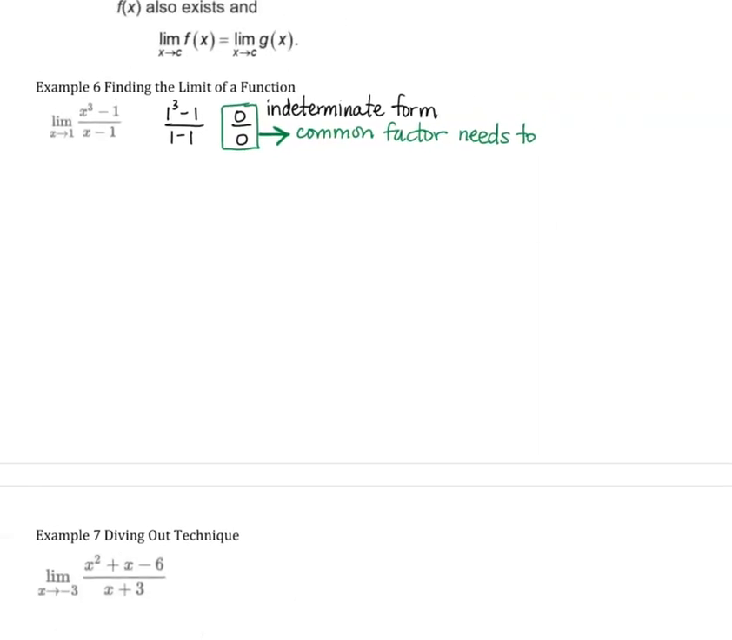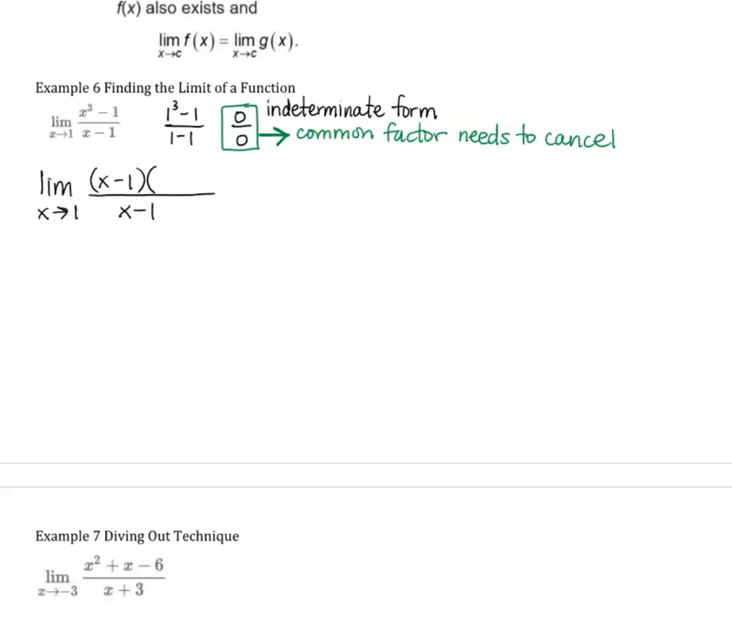Because when I plugged in 1 in the numerator, I got out 0. And when I plugged in 1 in the denominator, I got out 0. That means that x minus 1 is a factor of both the numerator and the denominator. We know it's a factor of the denominator. We can see it right there. But it also has to show up as a factor of the numerator.